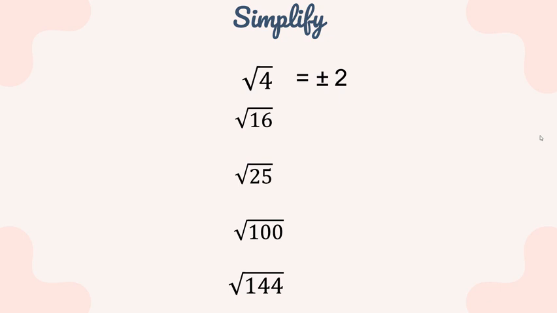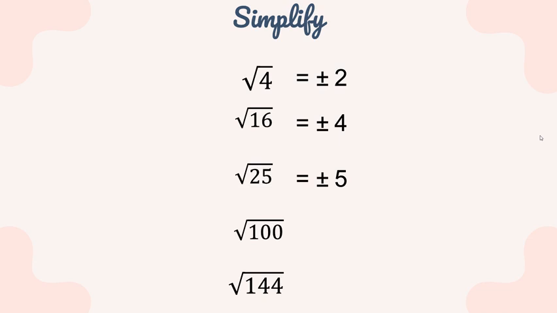The square root of 16, well, that's 4 times 4, or negative 4 times negative 4. So we would write our answer as plus minus 4. Then we have the square root of 25. Well, what multiplies to get 25? We have 5 times 5, or negative 5 times negative 5. Again, plus minus.